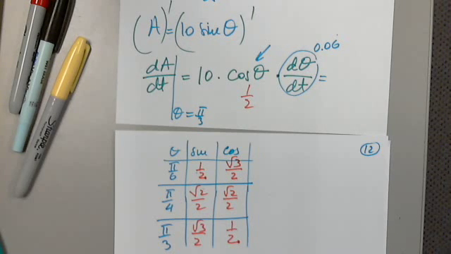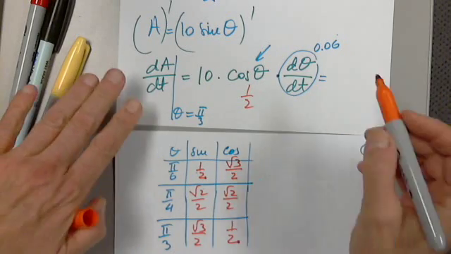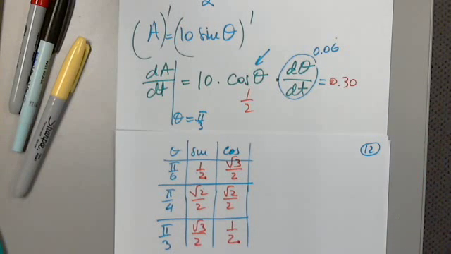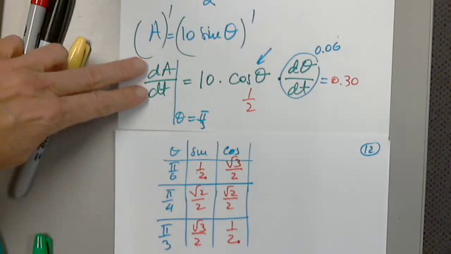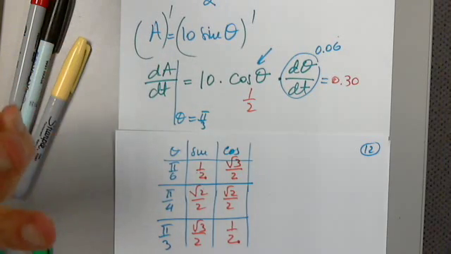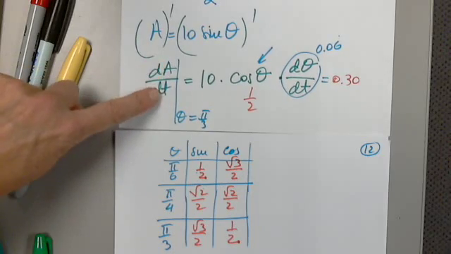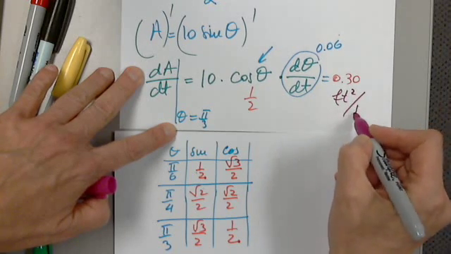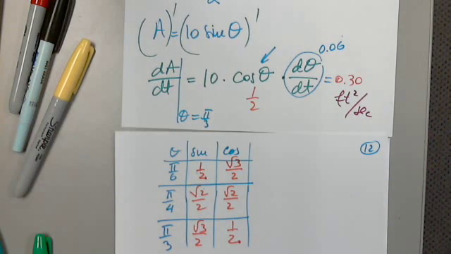So 10 divided by 2 is 5, and 5 times 0.06 is 0.30. Measurement unit? Radians per second? Careful. We look here. It has to be two measurement units, right? One coming from the top and one coming from the bottom. Feet squared per second. Yes. Square feet per second or feet squared per second. Very good. Any questions?